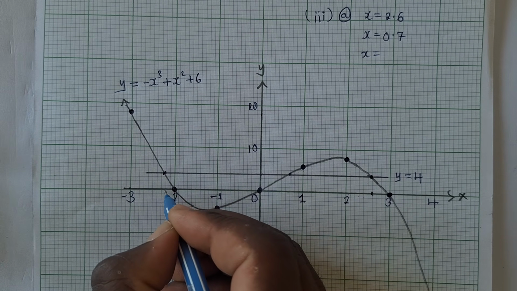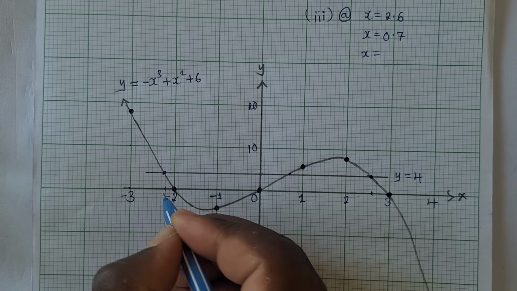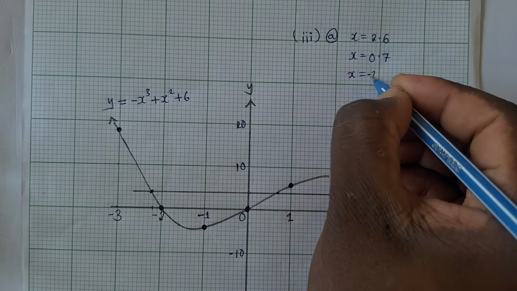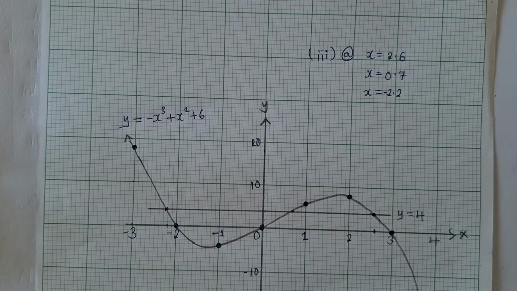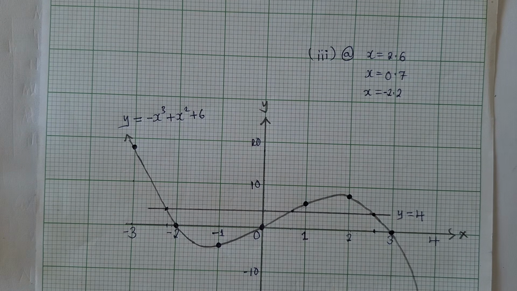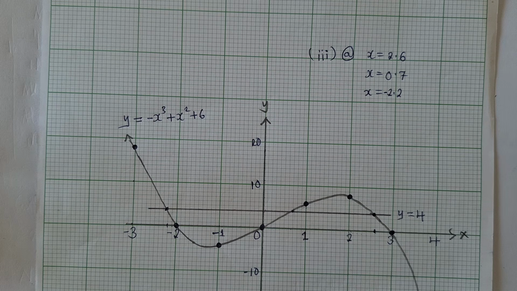So you go like this. This is negative 2.2. So remember, depending on how you've done the graph, these answers may differ a little bit, but the difference shouldn't be very, very big. So I've gotten those 3 marks. So 3 plus 3, that is 6, plus 1, that is 7. So I've gotten 7 marks so far.